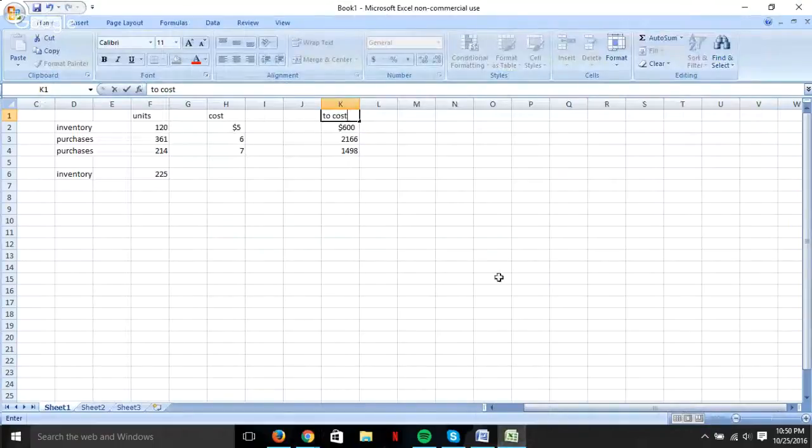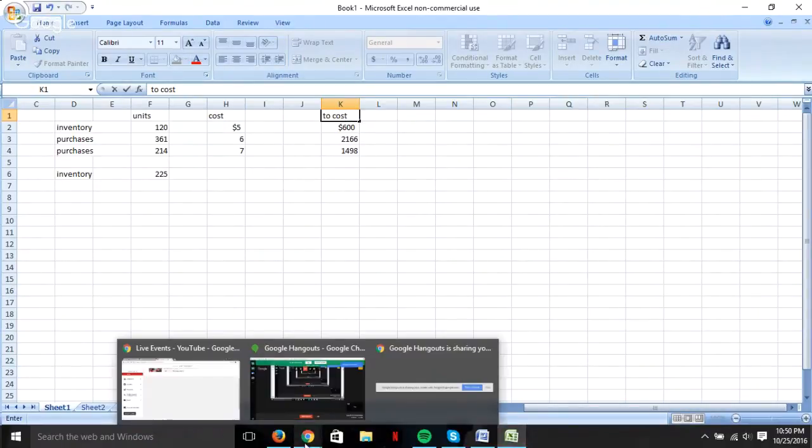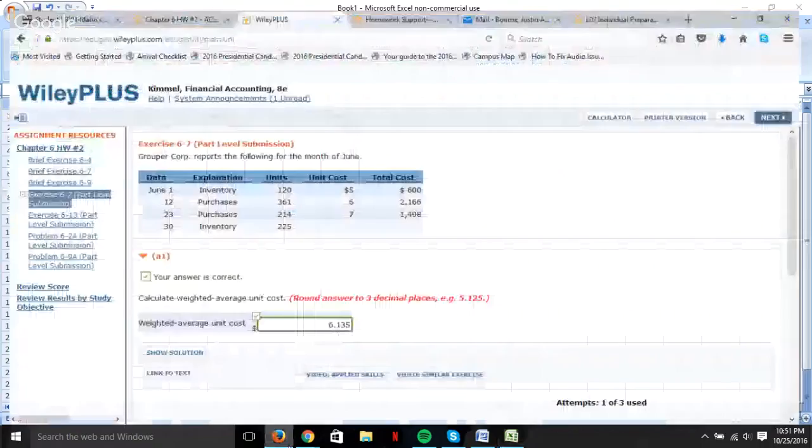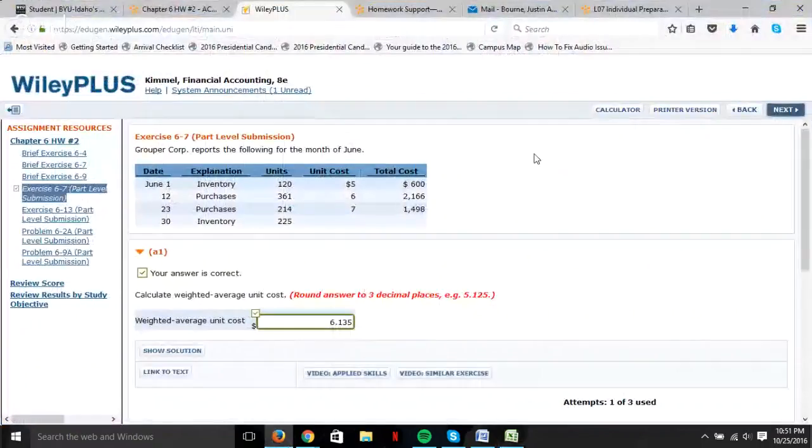Okay, so this is the exercise 7 for chapter 6 for accounting. And I'll just show you the problem right quick here. So what we're supposed to be doing is calculating a weighted average unit cost, at least for the first part, of the group or corporation.